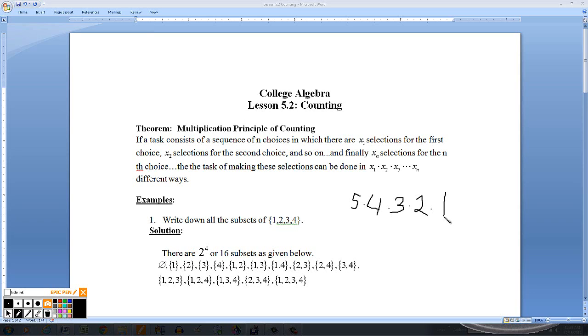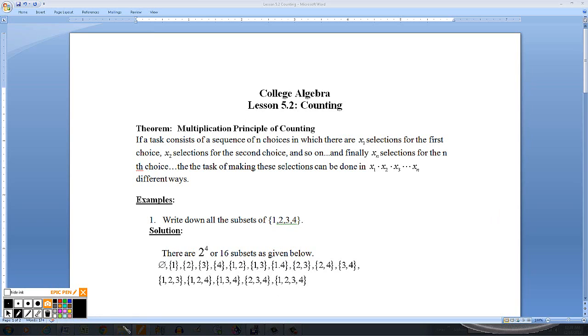So according to this principle, you can find the number of different ways this can be done by just multiplying these out. So 5 times 4 times 3 times 2 times 1 is 120. So 120 different arrangements of those persons.